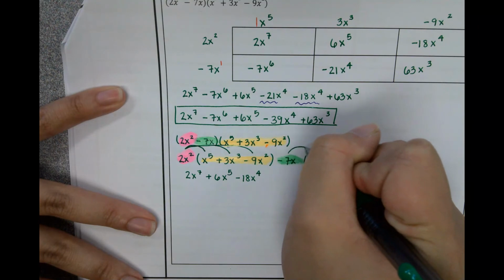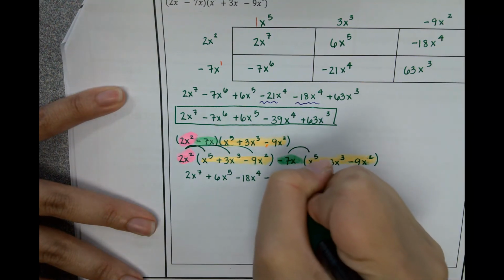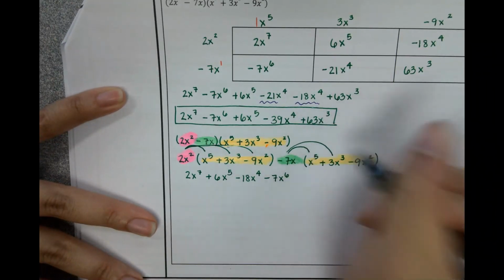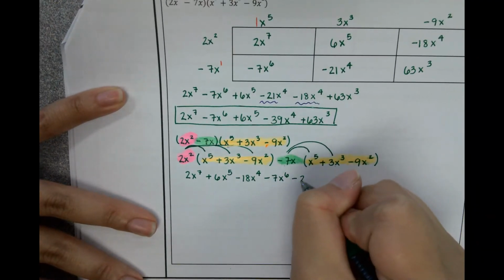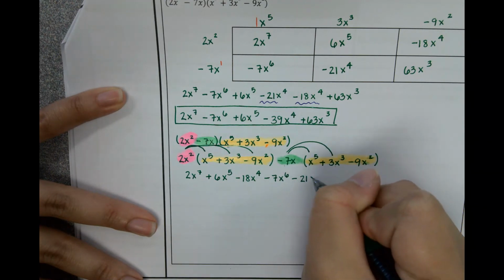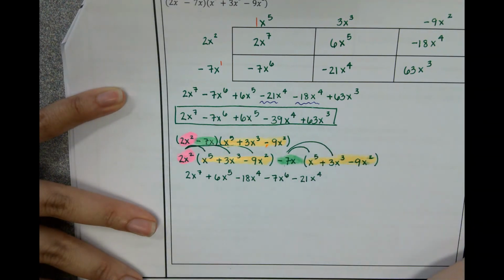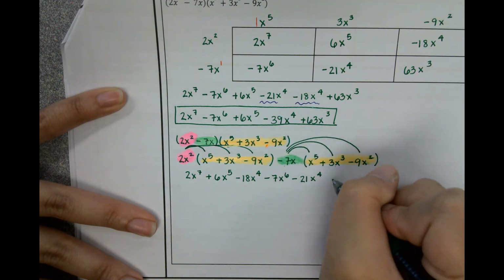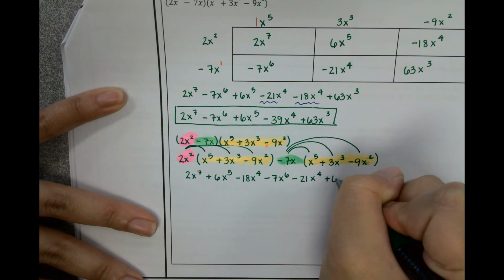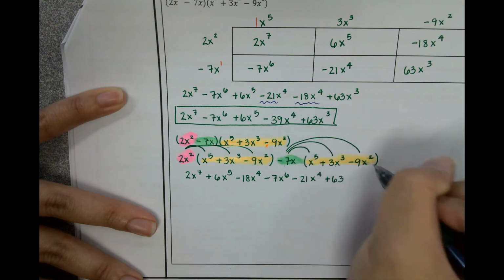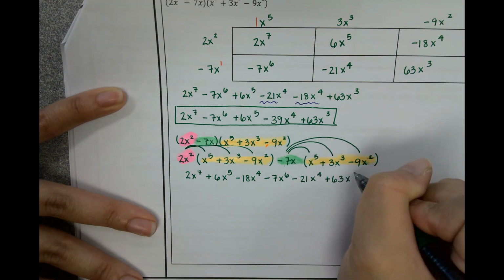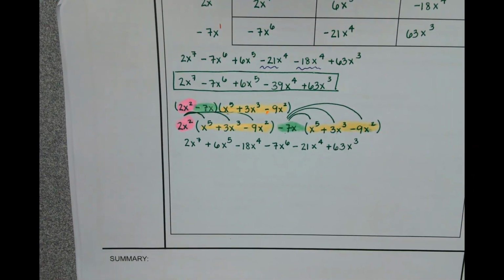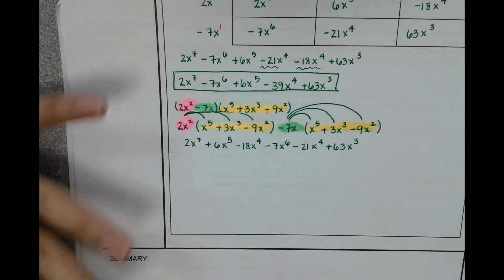So negative 7 times x to the 5th is negative 7x to the 6th. Then here, negative 7 times 3 is negative 21. X to the 1st times x to the 3rd is x to the 4th. Then negative 7x times negative 9x squared is negative 7 times negative 9 is positive 63. X times x squared gives me x to the 3rd. Then I'm going to rewrite it in standard form and then combine like terms.